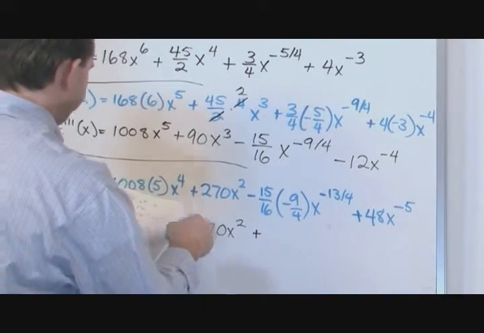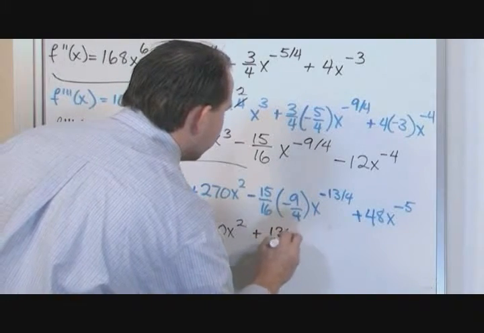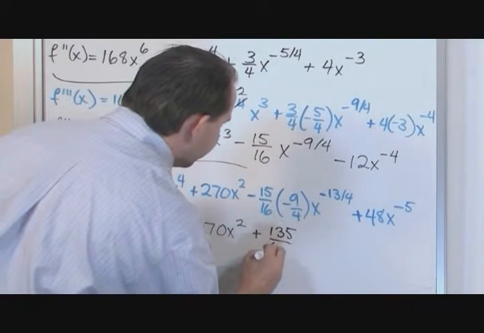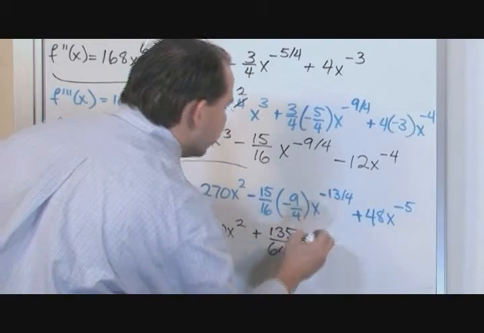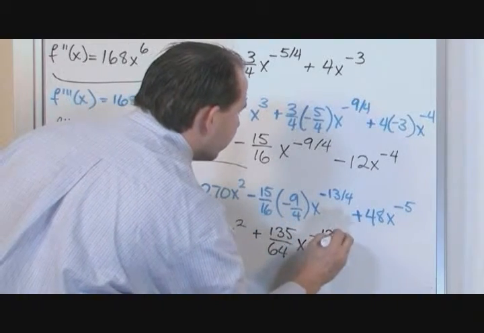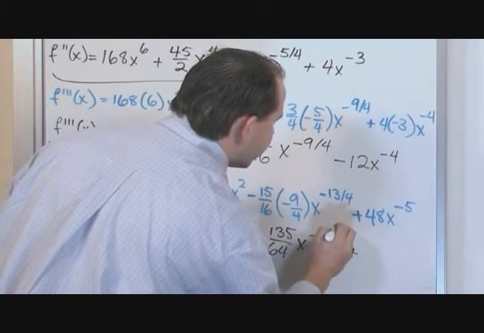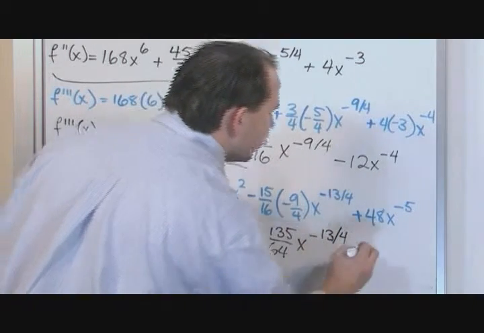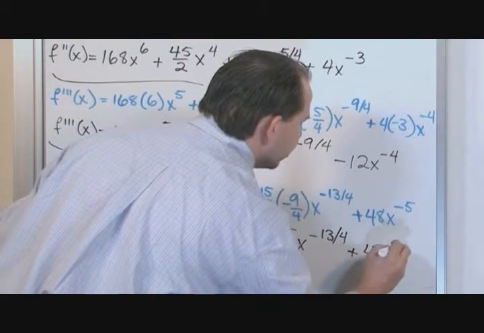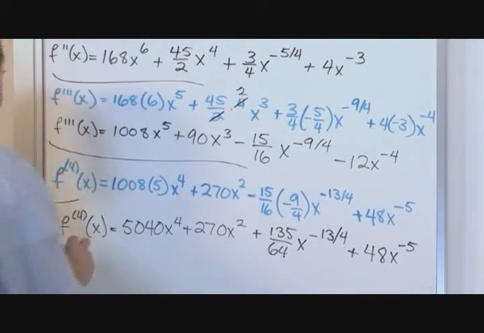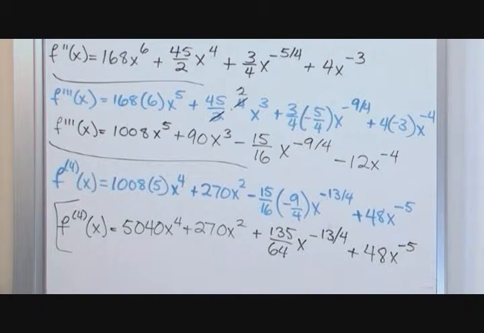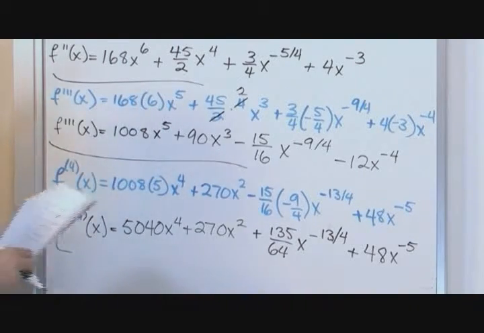15 times 9 is going to give me 135, and 16 times 4 is going to give me 64, and then it'll be x to the power of negative 13 fourths. And then here we'll have 48 x to the negative 5. That's your fourth derivative: 5040 x to the fourth power plus 270 x squared plus 135 over 64 x to the negative 13 fourths plus 48 x to the negative 5.